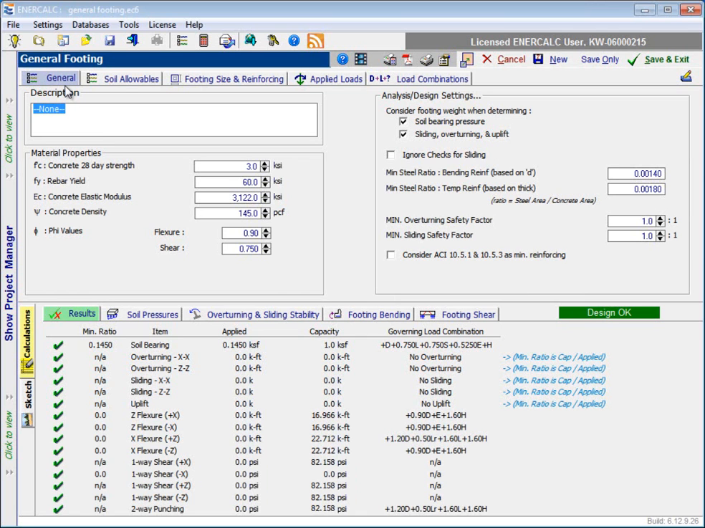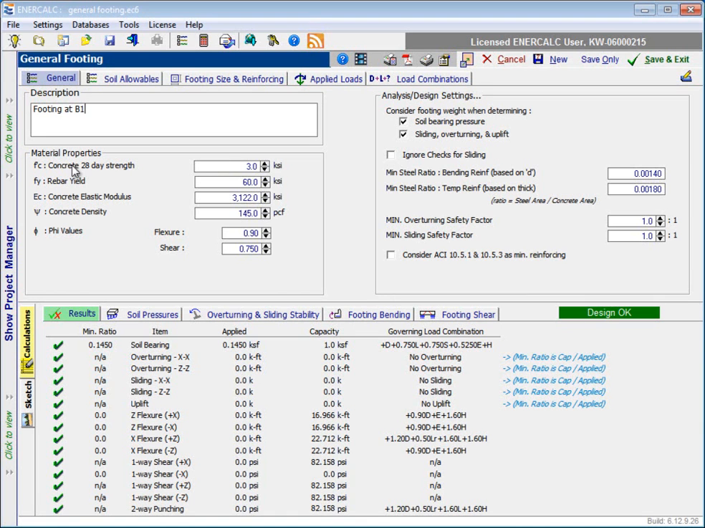So we'll begin our tour of the general footing module by starting here on the tab named General. And the very first item that we come to is a free-form description. So this might be something like footing at B1, for instance.